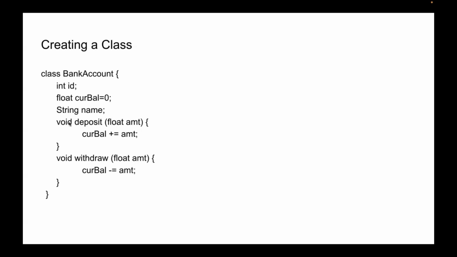So void deposit is a method. Void withdraw is also a method. What do we mean by void? Void means that this method does not return anything. Void means no return type, something like empty. Deposit is the name of the method, and float amount means this method takes an input parameter of float data type.